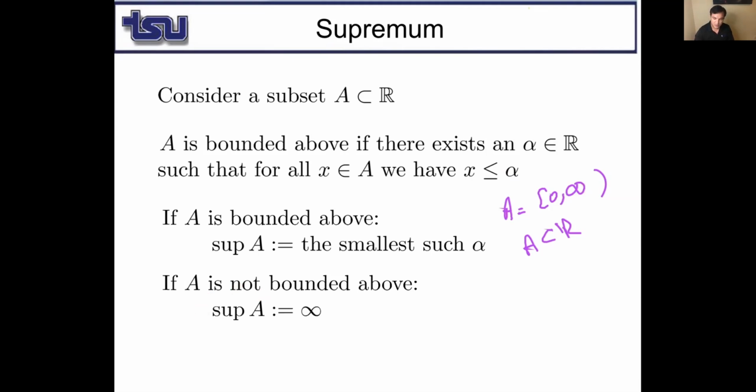However, if A is, for example, I'm just making it up, 0 to 5, okay? And if you pick alpha as 5, you can see that all elements in A are less than or equal to 5. That means sup of A is basically 5. Of course, all elements are also less than or equal to 6, but we are looking for the smallest of such alpha. Therefore, the smallest is what? 5. And then sup of A will be 5 in that case.